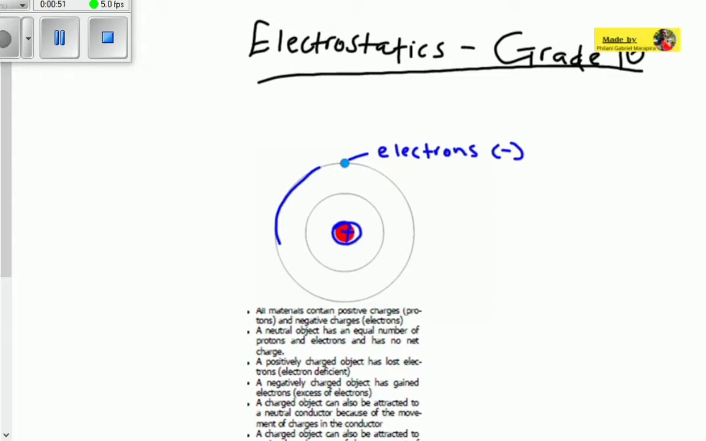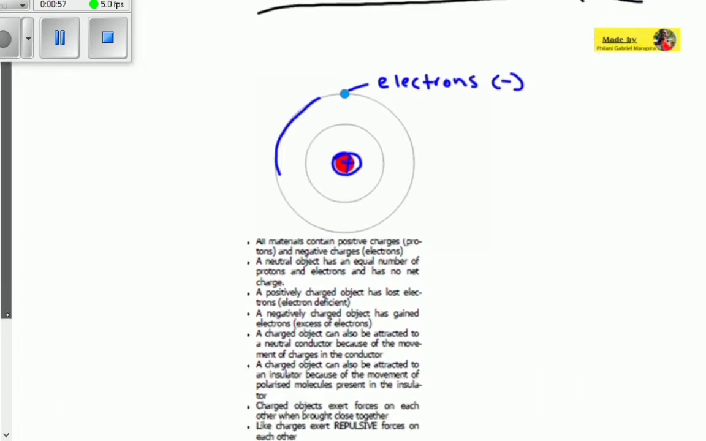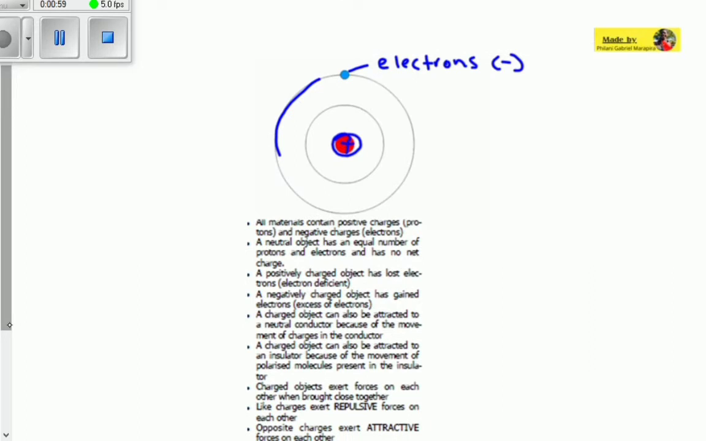So today we're going to be talking about electrostatics. Let's just go through these points which I have compiled. It states that all materials which we have here on Earth contain positive charges and negative charges. The positive charges are known as protons and the negative charges are known as electrons. That is just basic, since every object has got what? An atom. So it ought to have those electrons and those protons as well.